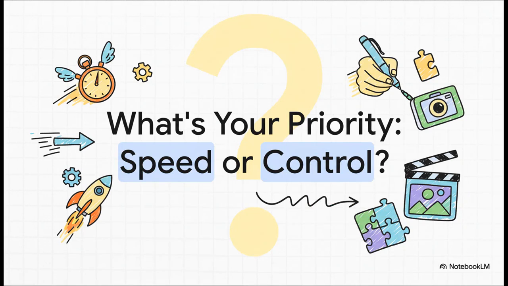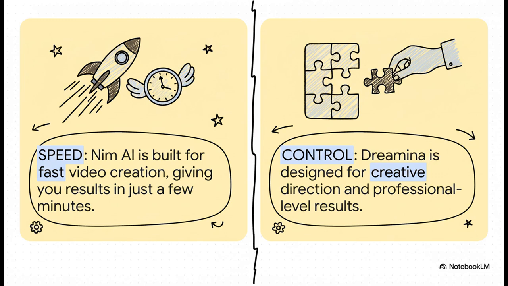And that really is the heart of it, isn't it? Before you even open an app, you've got to ask yourself, what's my number one goal here? Is it to get ideas out the door as fast as possible? Or is it about having that pinpoint creative control to really craft the perfect story? Because that is the fundamental battle we're looking at today. Over here, you've got Nim AI, which is built for raw speed, and on the other side, Dreamina, which is designed for total control. They're both powerful for sure, but they're for very different kinds of creators.